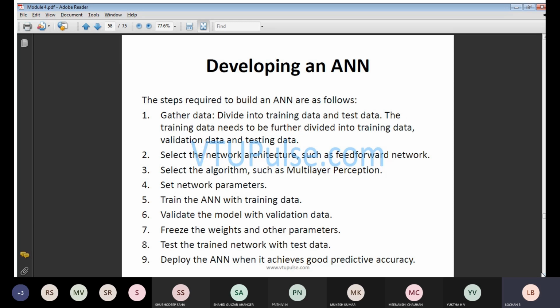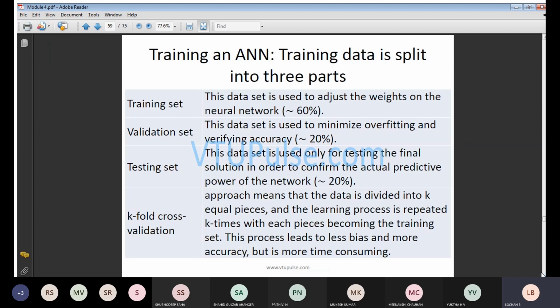Developing an ANN. The steps required to build an ANN are as follows. First, we gather the data and divide it into training data and test data. Then we select the network architecture, select the algorithm, that is multi-layer perceptron, set network parameters, train the ANN with the training data, validate the model, freeze the weights, and test the accuracy. So this is how we split the operation.